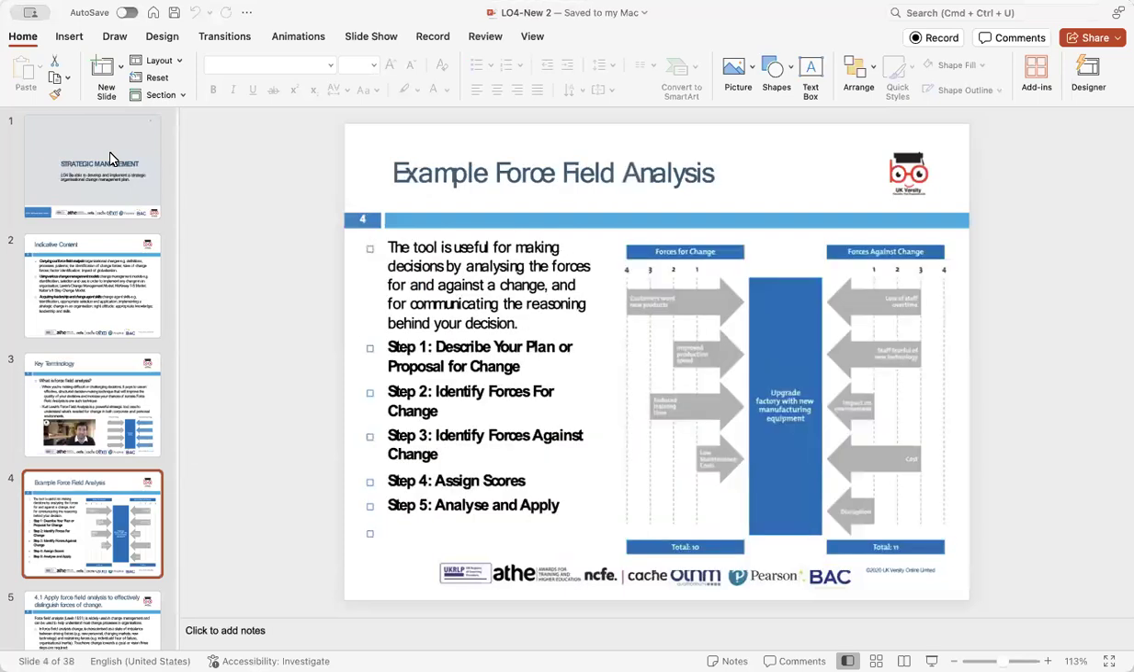Example: force field analysis. To use force field analysis effectively, several structured steps must be followed. These steps help ensure a true and balanced approach when analyzing forces for and against a change. The first step is to describe the plan or purpose for the change in detail. This helps clarify what is being considered and why the change is needed. By doing this, the objectives become clear and the analysis is focused on a specific goal.